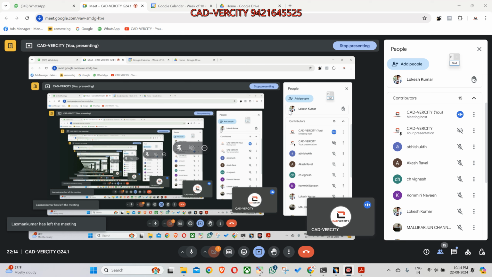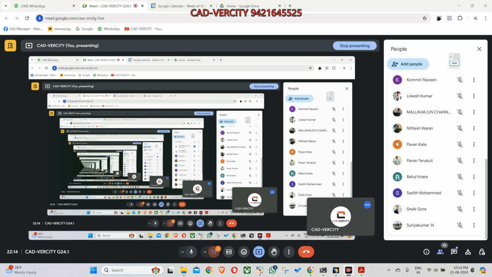Okay, any doubt from yesterday's session, yesterday's exercise? I checked, Nitesh and Mallikarjun have shared the screenshot in J24.1. Other guys have started the exercise. Akash, did you start the exercise? You are on mute. Rahul?